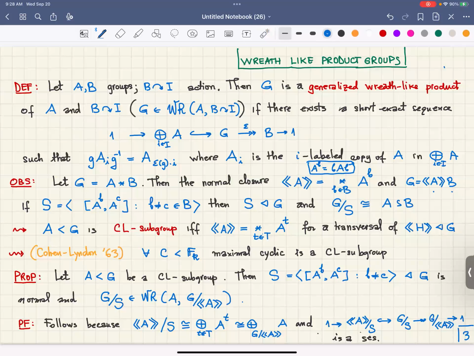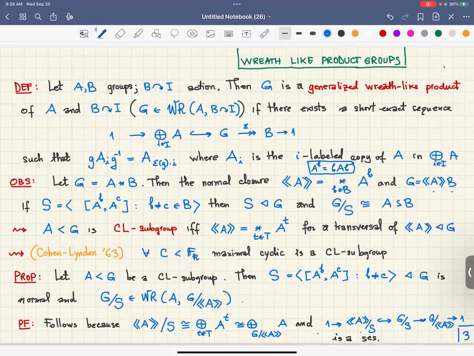I think it's a typo here, it should be A. Okay, so we see that this A, in a free product, is a Cohen-Lyndon subgroup. This has been studied a lot by Cohen and Lyndon, and in fact they looked at maximal cyclic subgroups in free groups or one-relator groups, and they showed some impressive results: any maximal cyclic subgroup is a Cohen-Lyndon subgroup. And how is this relevant to building generalized wreath-like products?